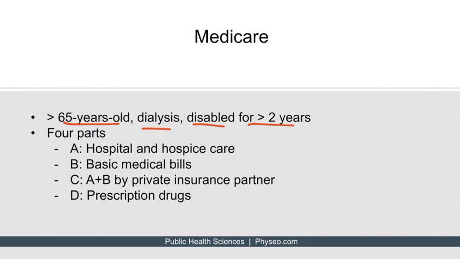There are 4 parts to Medicare labeled A, B, C, and D. Part A covers hospital and hospice care. Part B covers basic medical bills, such as doctor's office visits and procedures. Think of B for bills.